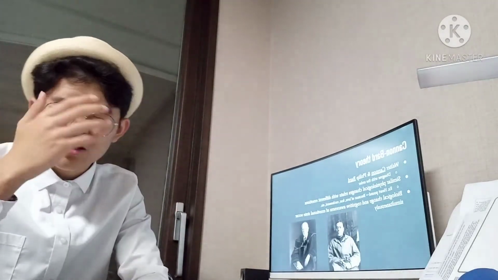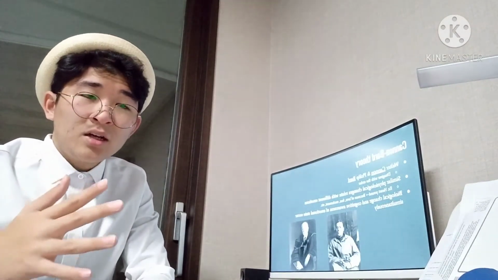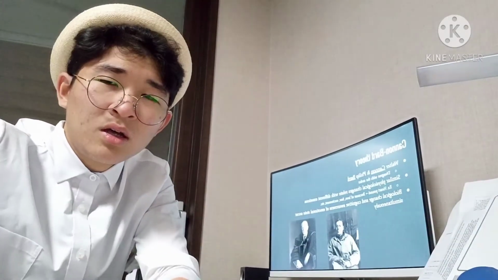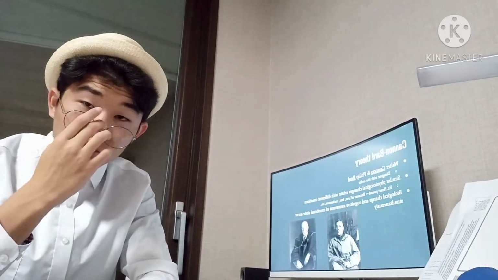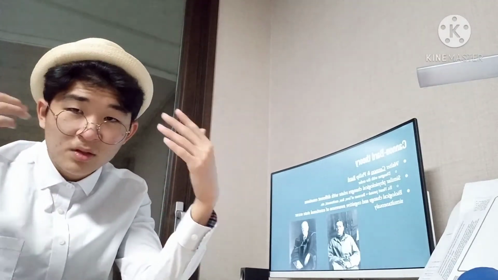And the Cannon-Bard theory. This is where Walter Cannon and Philip Bard made their theory, because they disagreed with the order. They thought that there were similar physiological changes, so biological changes, with different emotions.